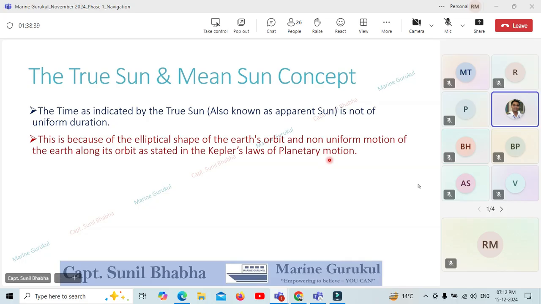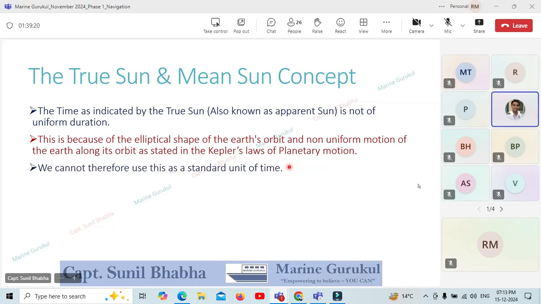The second reason why the time measured with true sun is of non-uniform duration is that our measurement of time is with respect to the longitudes, with respect to the poles, and the motion of the sun is along the ecliptic. Ecliptic is inclined at an angle of 23.5 degrees approximately to the equinoctial. So this also brings in some non-uniformity. When the sun is close to the equinoctial and when the sun is at maximum declination north or south, it leads to a slight change in the duration of time.